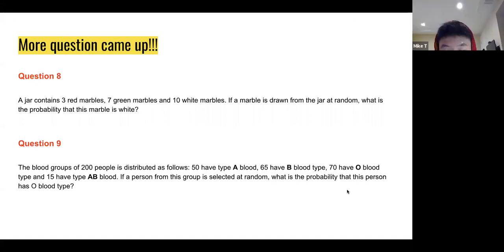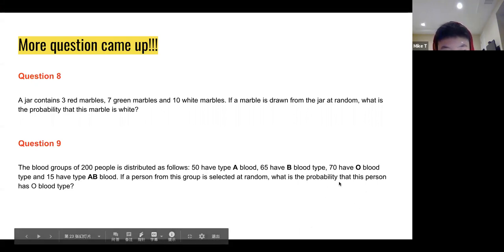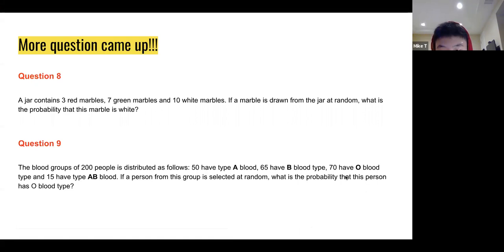Okay, so this question asks about the probability that this person has O blood type. There are 200 people in total, and since the question asks about O blood type, we find the number of people who have O blood type, which is 70. We just use the number of O blood type people divided by the whole group. So it's 70 divided by 200, and we need to simplify the fraction. So it becomes 7 over 20.